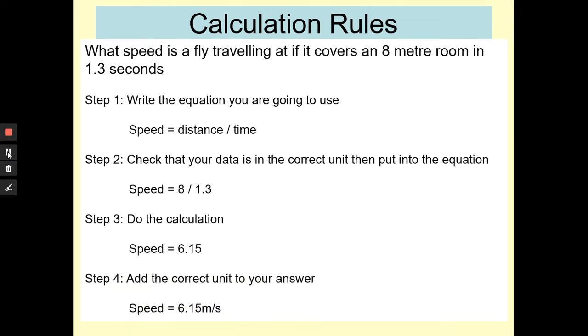And then your fourth step, really important, write that unit. If you just write 6.15, you haven't written the speed. You've just written a number. The unit makes it the speed. So I can't stress more the fact that every single calculation, your final answer should always have the unit of the measurement you've been calculating.